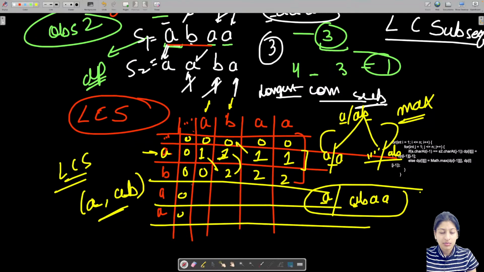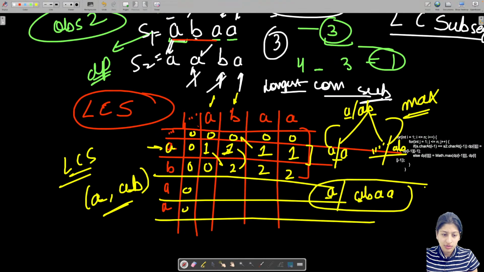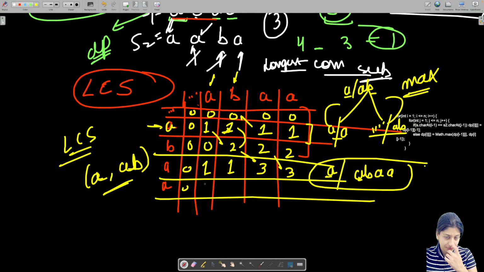Now come here, A and A match, so you add 1 to it. Diagonal above. A and B are not a match, so you take the maximum of these two, that is 1. A and A are a match, so you add 1 to this and it becomes 3, right? A and A are a match again, so you add 1 to this and it becomes 3. If you can map how we are getting 3, you'll see that in ABA, ABA itself is the longest common subsequence.